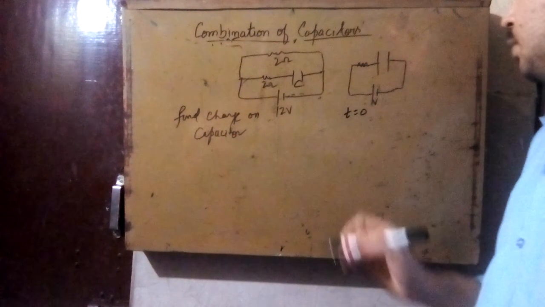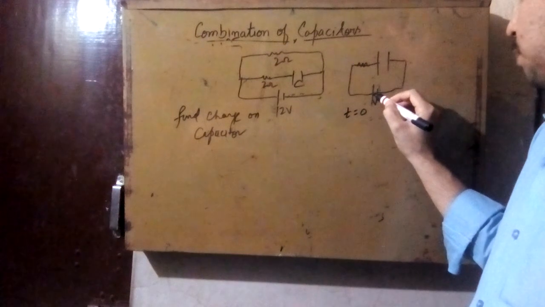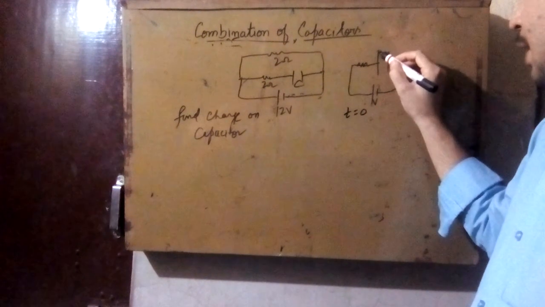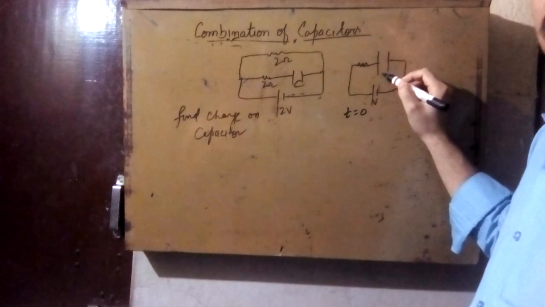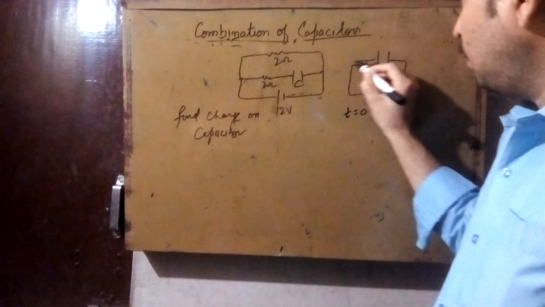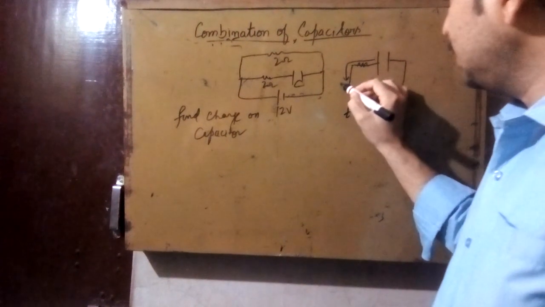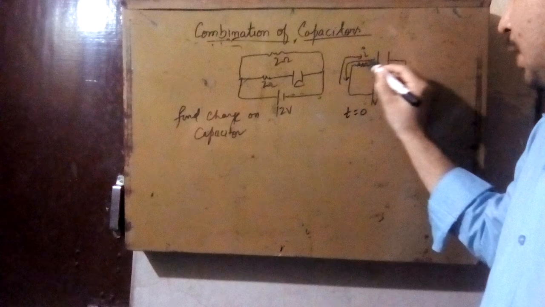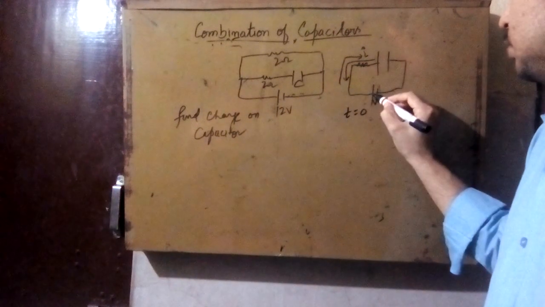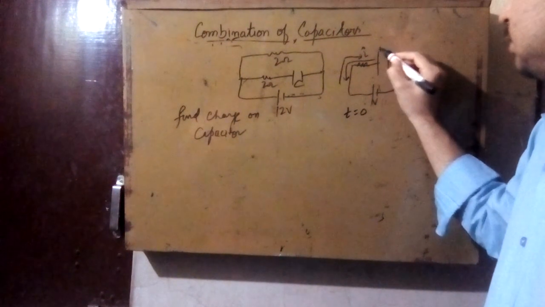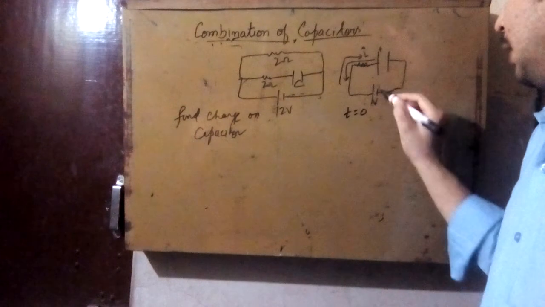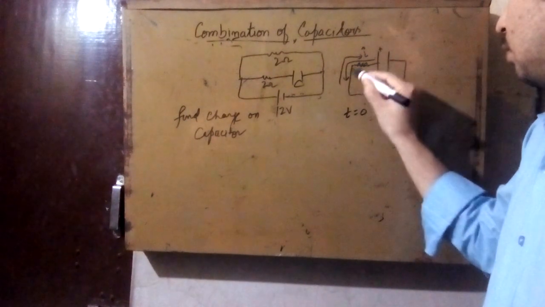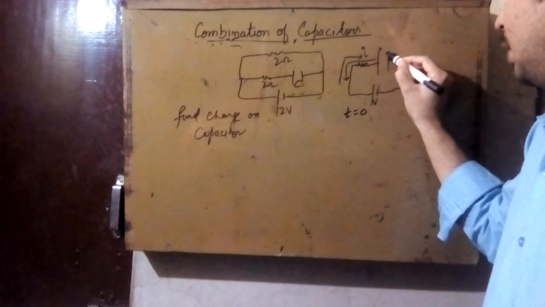Now in the starting, when the capacitor is not charged, means t is equal to 0, suppose this is V volt. So this positive charge will attract the electrons of this conductor and the electrons will move in this direction and current will move in this direction. So when one electron leaves and comes to the positive terminal, one positive charge will develop on this plate. And at the same time, when one electron comes here, one electron goes and comes here.